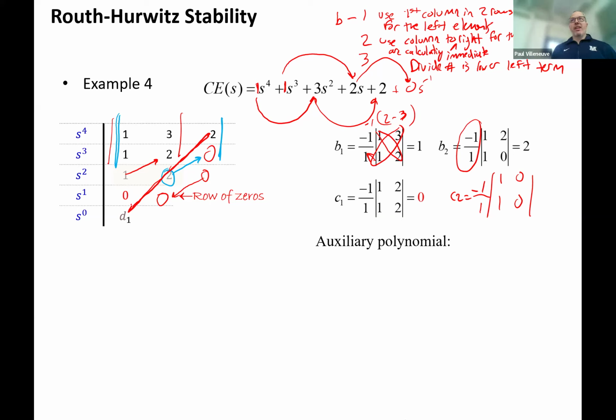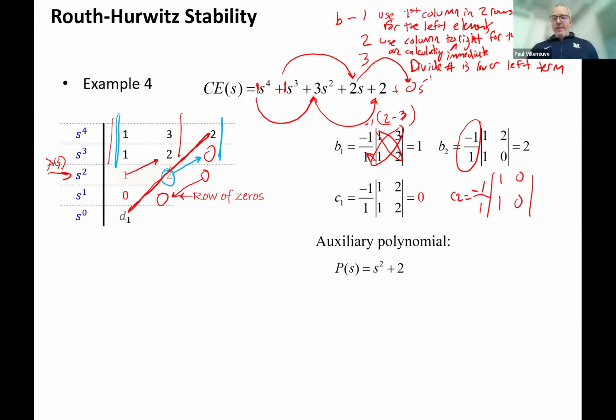I know when I try to solve for D1, I'm going to get another 0, and I'm also going to divide by a 0 as well, right? So I can't even start calculating D1. So I have to build my auxiliary equation. I got a row of zeros. Here is where I pull the coefficients for A of S. I have a 1 and a 2. So my auxiliary polynomial is S squared plus 2.